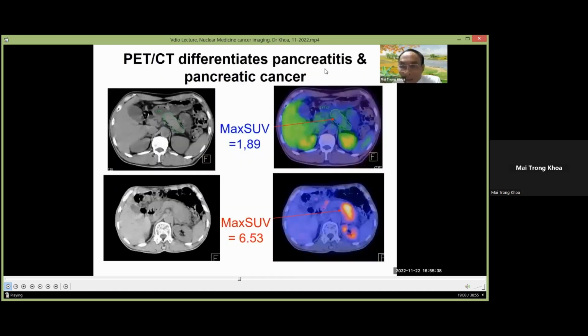And PET-CT also helps to distinguish between pancreatitis and pancreatic cancer. You can see it. On the CT, it is significantly difficult to distinguish this lesion, but on the PET-CT image, you can see very clearly.